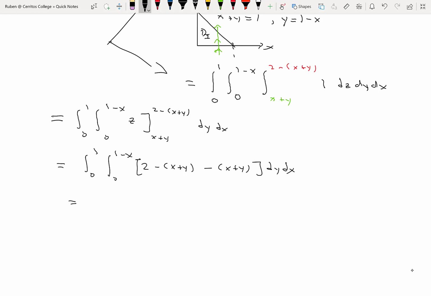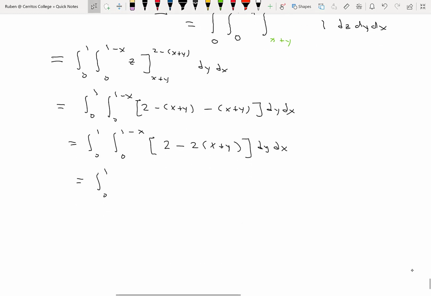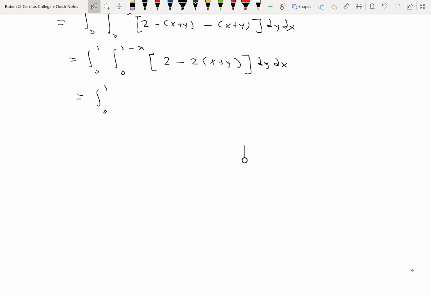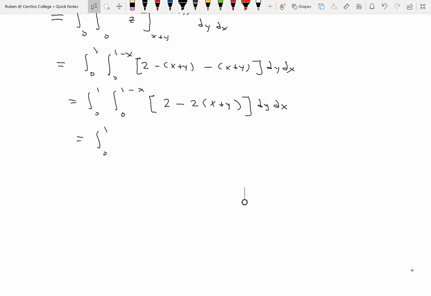There's a kind of nice thing we can do here. We can keep that x plus y locked in place together. And if we do that, we're looking at 2 minus x plus y minus another x plus y, which is 2 minus 2 times x plus y. And I'm not going to distribute the 2 in. There's nothing wrong with it, but I think this technique might be a little nicer if we just leave the x plus y locked in place.